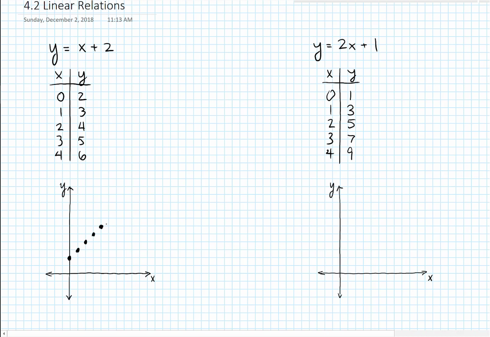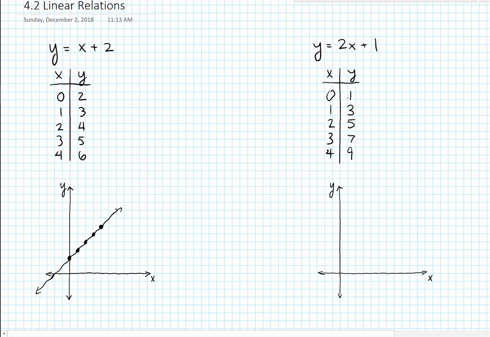And you can see that those points all fall on a straight line. So this is the reason why we call this a linear relation. And we can go ahead and draw the line that passes through those points. For some reason I'm getting a nice squiggly line there, but it is a straight line that passes through those points. Let's do the same for y equals 2x plus 1.